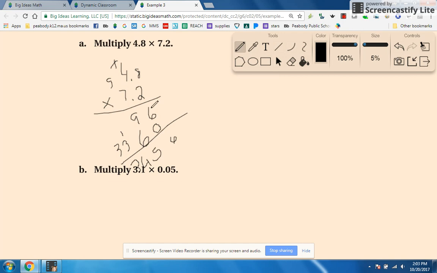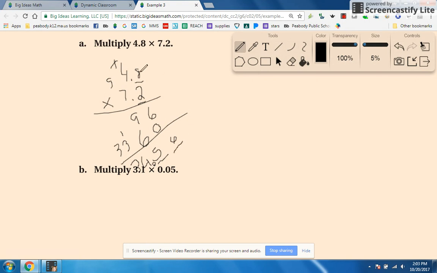Now, here's how you figure out your decimal for this. Now that they have 2 decimal numbers, you have to count how many numbers are to the right of both of them. So there's 1 number to the right here and 1 number to the right here. That's a total of 2 numbers to the right. So strategically put your decimal so there's 2 numbers to the right in your answer.